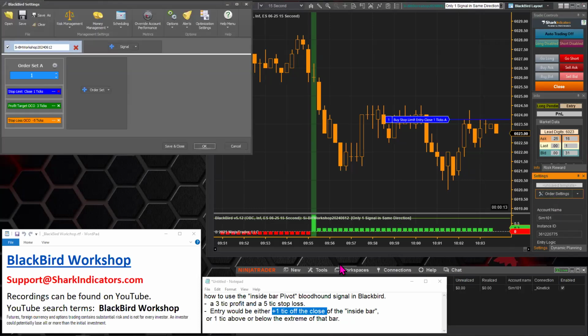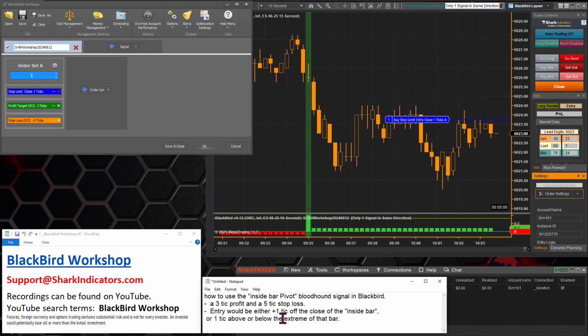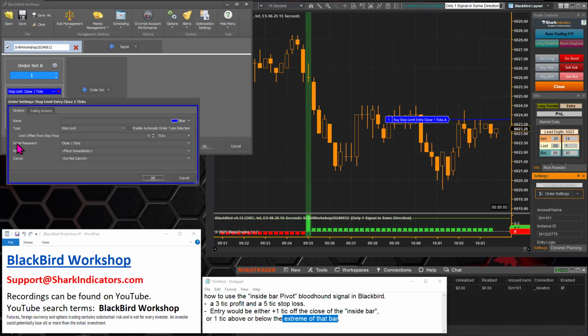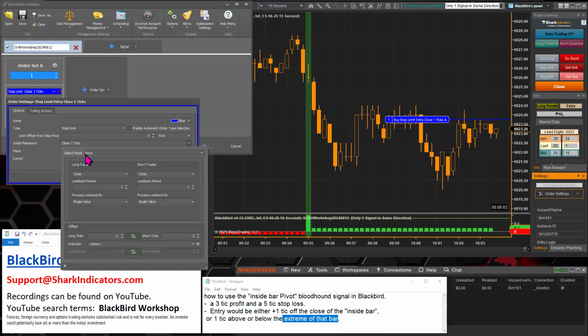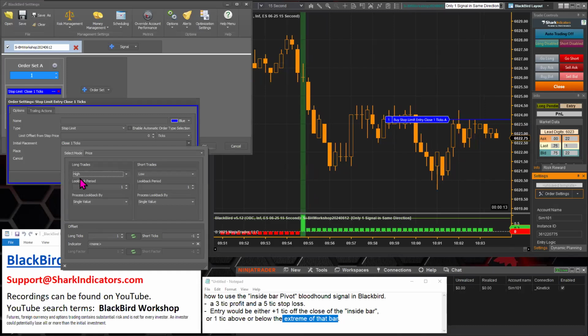All right, so next, let's take a look at setting up this other option here for the entry, right? Which could be one tick above or below the extreme of the bar, right? So in other words, the high or the low of the bar, right? So we can just open up the entry order, go into the initial placement, and instead of using the closing price, we'll use the high price. So take the high price plus one tick, right? There you go, very simple.